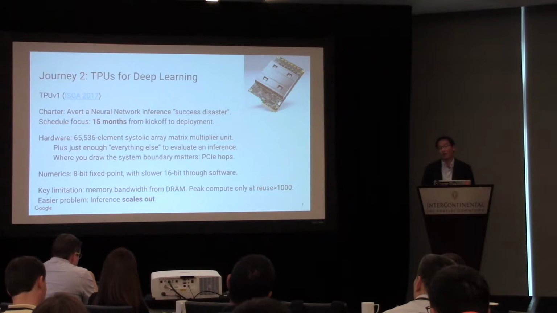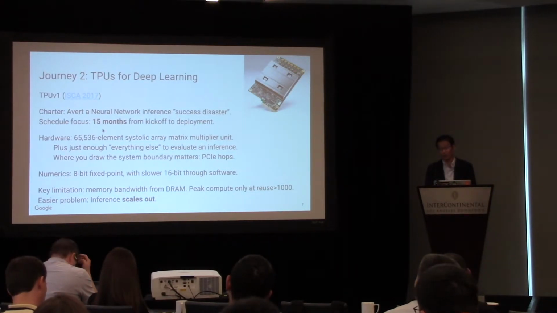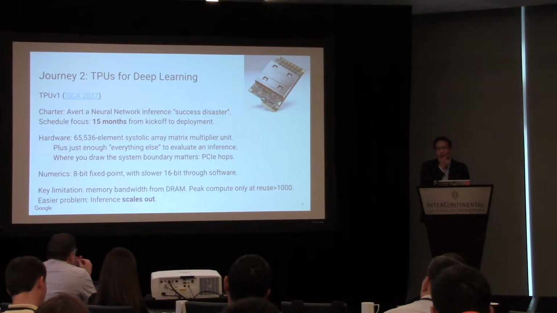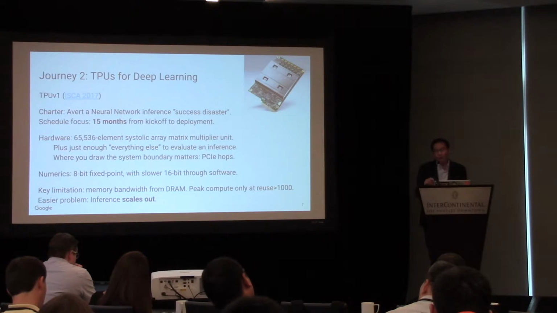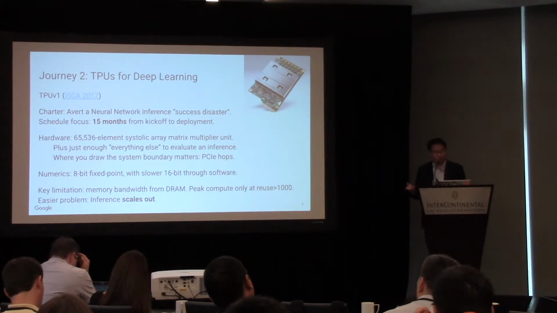So because of that impending success disaster, we had an incredibly tight schedule for the first generation TPU. 15 months from project kickoff to it's running in the data center with customer code. The hardware, as we described in the paper, is relatively simple. The big thing is there's a gigantic matrix multiplication unit using systolic array matrix multiplication. And if you look at the block diagrams of the machine, which I didn't copy here, there's just enough of everything else: support for activation functions, pooling, normalization, weight memory, to be able to evaluate a neural network inference.